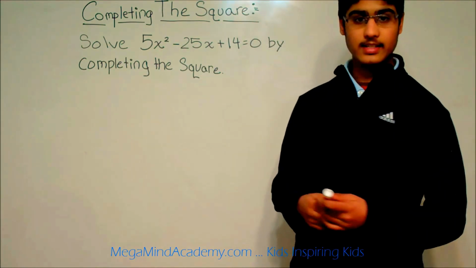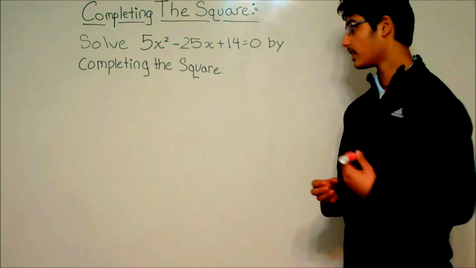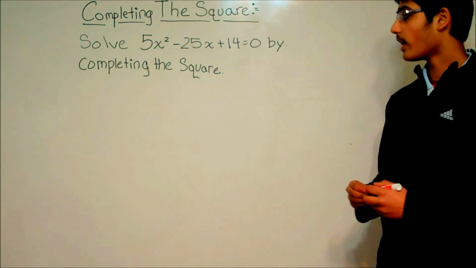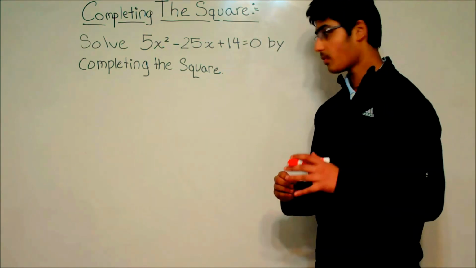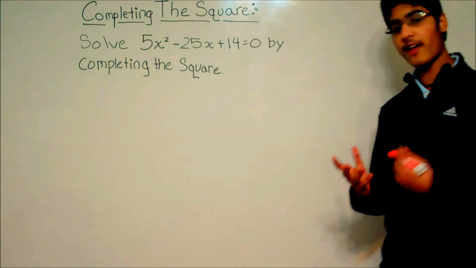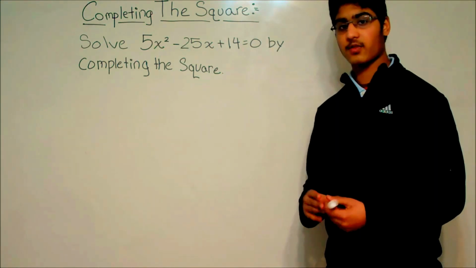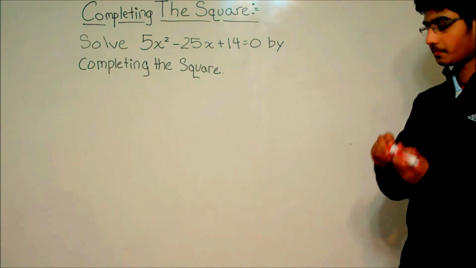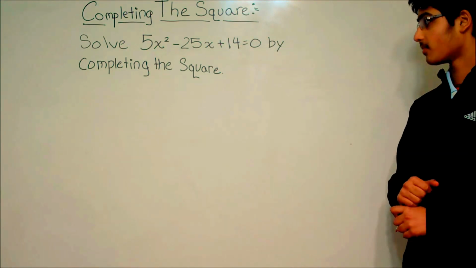Completing the square is like factoring and like the quadratic equation. It's another way to solve quadratics. When you use factoring, you convert it to factor form. When completing the square, you convert it to vertex form from general form. And factoring converts it from general form to factor form.